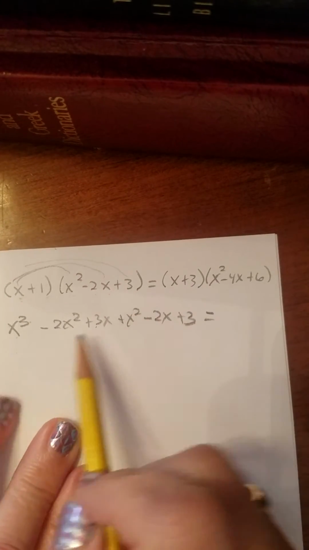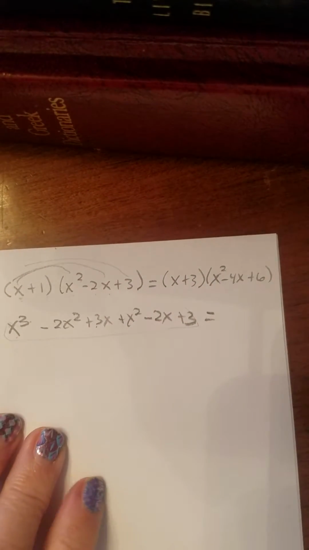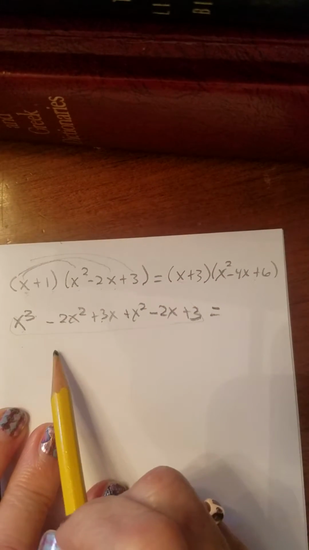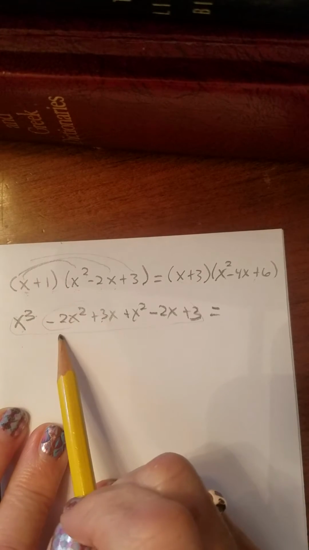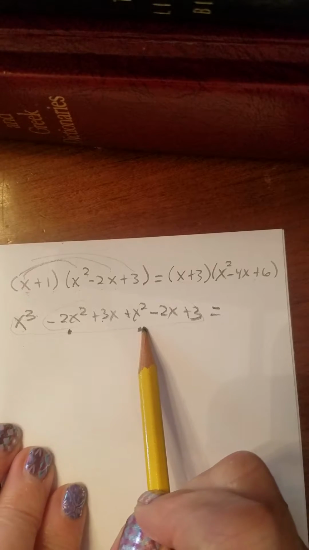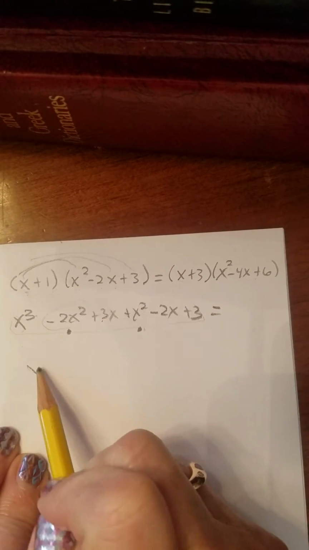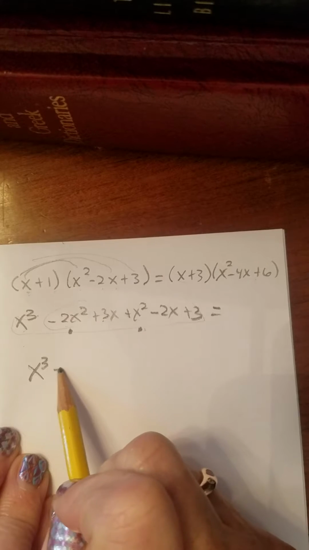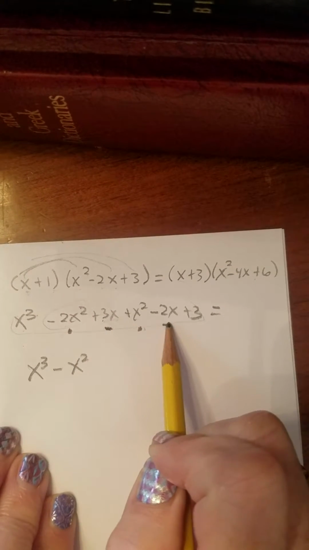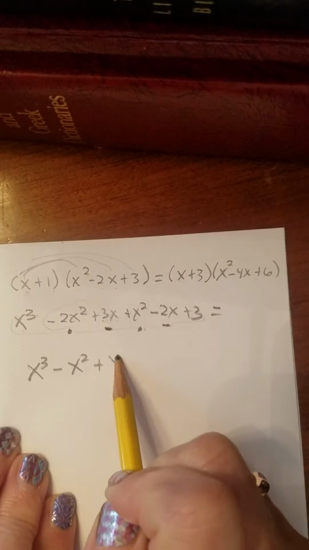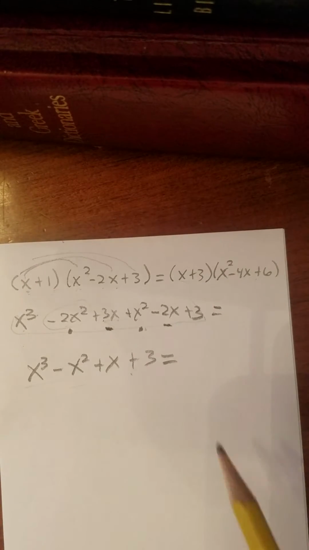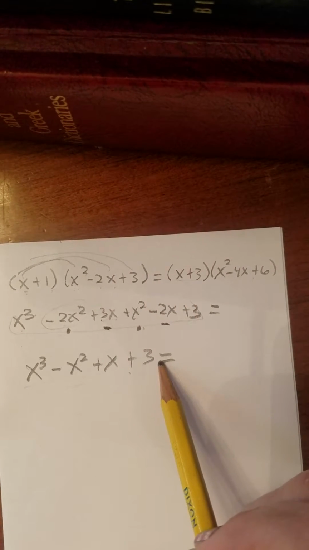Now, this here is everything that's on the left side. Before I even consider simplifying the right side, let's see, can we simplify? Well, here we have a negative 2x right here, and we have an x squared. So we can combine them. They're like terms. We're going to end up here with x cubed, and then this is going to give me a negative x squared. And then here we have 3x minus 2x, which gives me 1x plus 3. So now this is all simplified. So that's the left side of the equation.